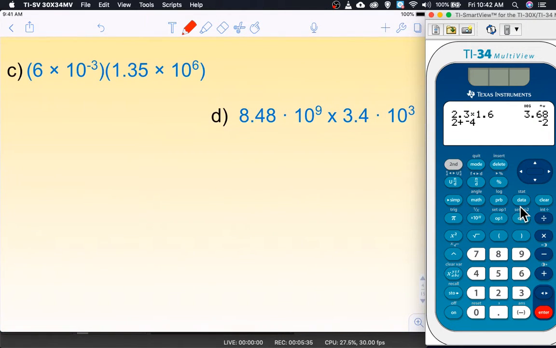So here's two for you to try. These are both multiplication, just like the previous two examples. So go ahead and pause the video, try these two on your own right now, and when you're ready to continue, hit play, and we'll go through them together.